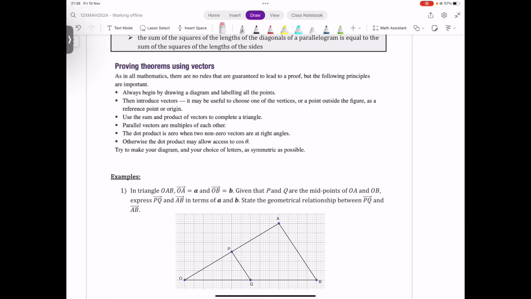We might know that the sum of vectors to complete a triangle is 0, because if you start at vertex A, move all around a triangle, and get back to A, your displacement is 0. We might want to use the fact that parallel vectors are multiples of each other. The dot product is 0 when vectors are at right angles, or the dot product may allow us to access cos theta. Another thing is that on a parallelogram, for example, the vectors on corresponding parallel sides are the same vector.